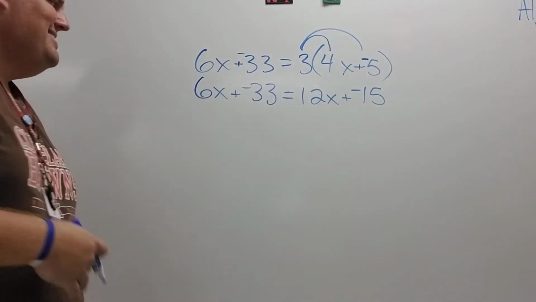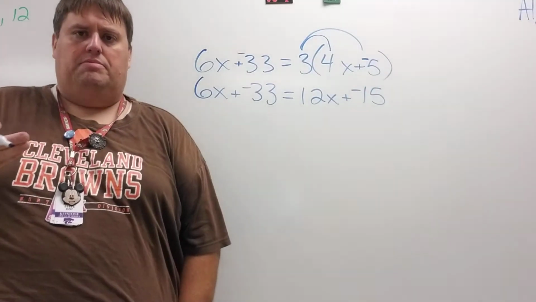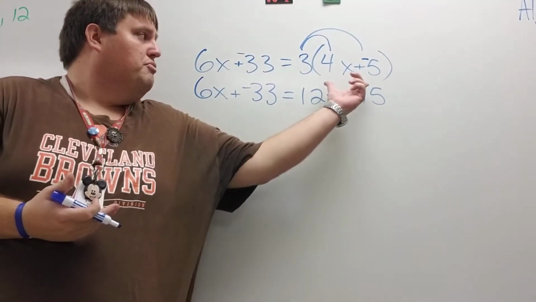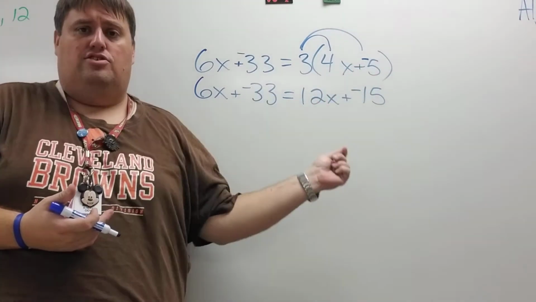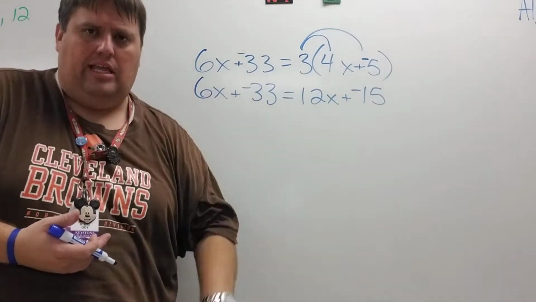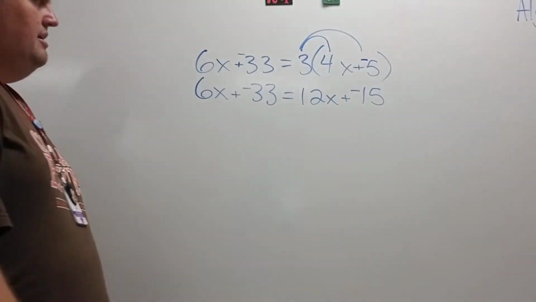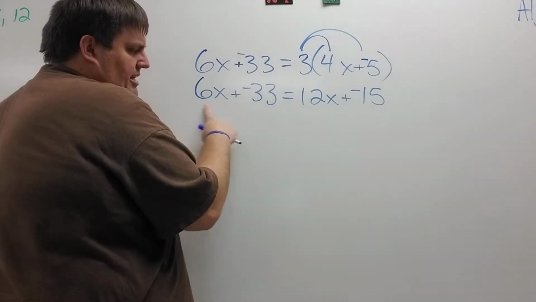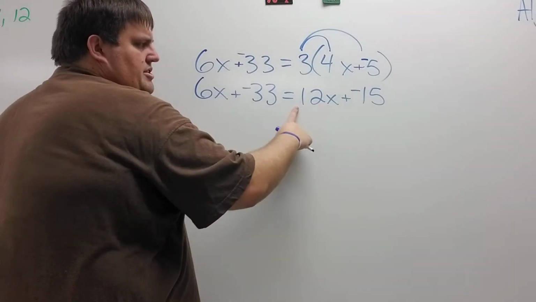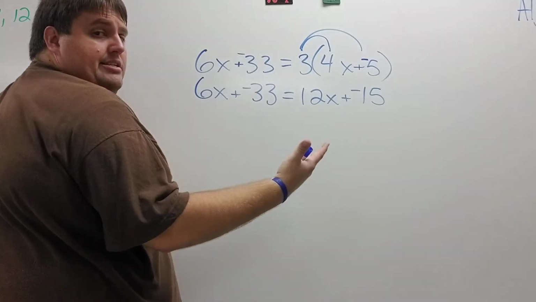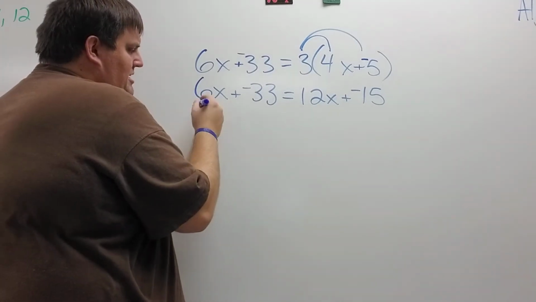Now again, I said I wanted to get all my variables on the same side right away. This time I couldn't do that because I had some parentheses going on, right? So I had to distribute in order to break up those parentheses. Now I can get all my variables on one side. So again, depending on what you want to do, you can subtract 6x here, or you can subtract 12x here. Again, I kind of told you, I like to get rid of the smaller one, so I'm going to minus 6x.